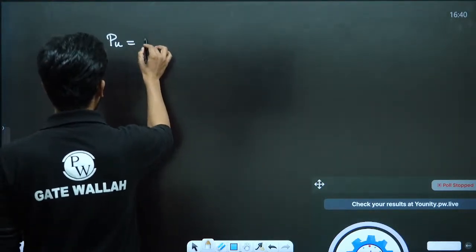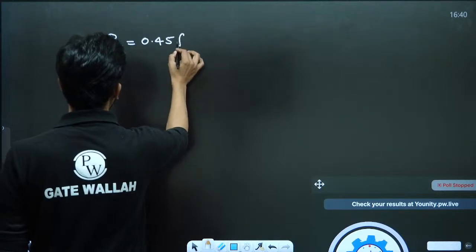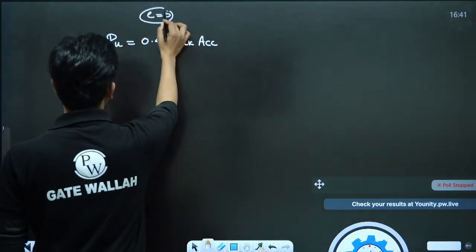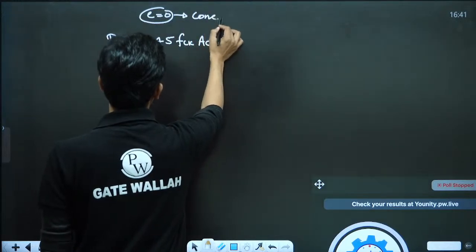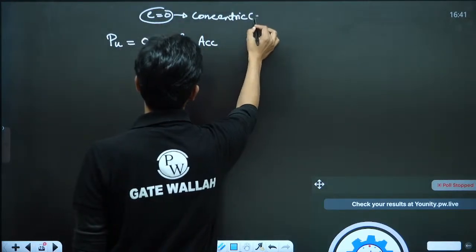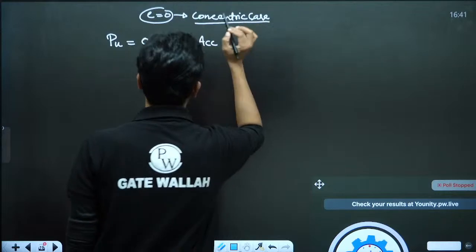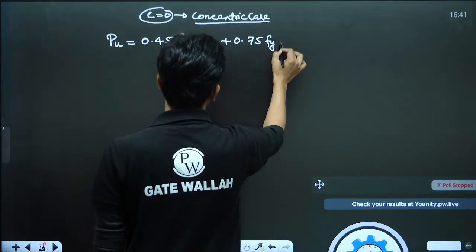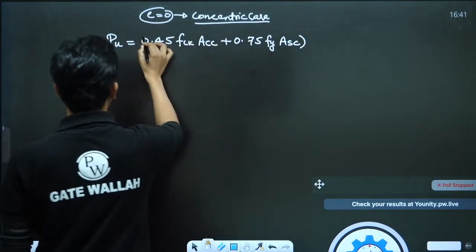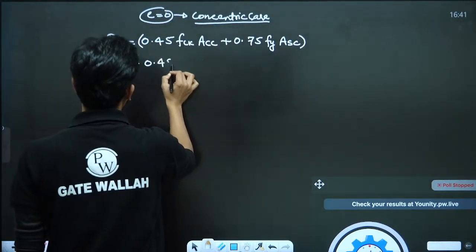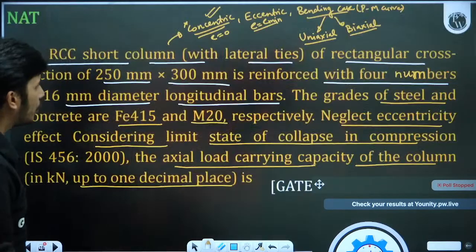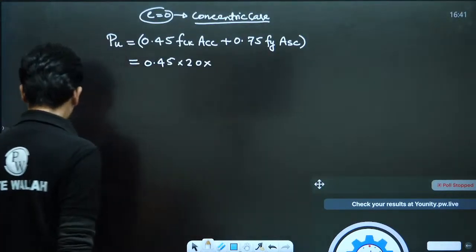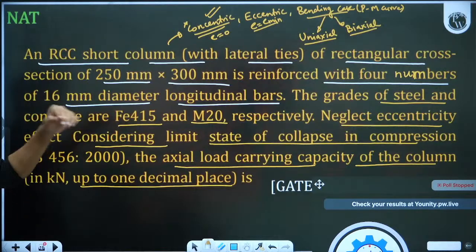For the concentric case, the PU formula is 0.45 fck into Ac, plus 0.75 fy into Asc, when the eccentricity is considered as 0. 0 means we are neglecting it. That will be the concentric case. Whatever the grade of concrete or steel, you have to apply the same formula. So 0.45, what is the fck value? Concrete is 20. 20 into the area of concrete. How much? 250 by 300 is the total area.